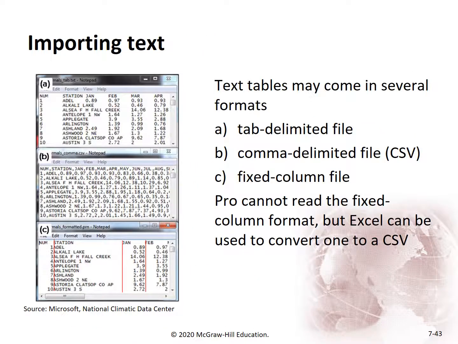Text files have a lot of different formats: tab delimited, comma delimited, fixed column. Pro cannot read the fixed column format, but Excel can be used to convert a fixed column to a CSV.